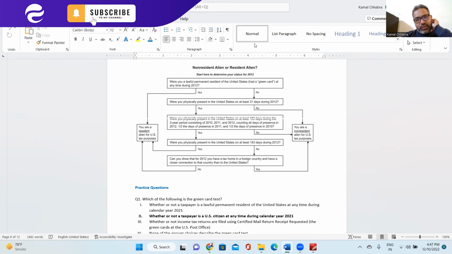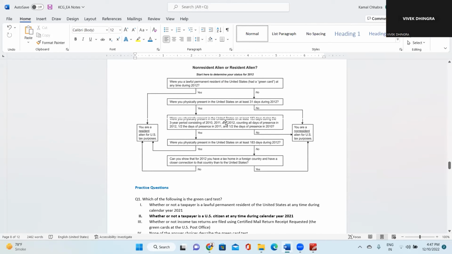Sorry, this number is old over here. Instead of 1/2 or 1/2, it should be 1/3 and 1/6. I'll update it, right? So these numbers are old. I've taken them from the guidance of 2012. So this number I have updated.